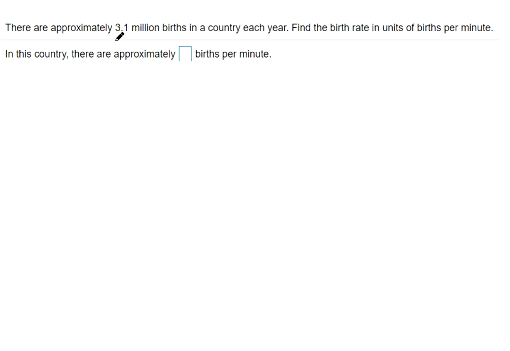There are approximately 3.1 million births in a country each year. So when things are given to us in units, like in terms of meters per second, meters is a distance, second is a rate of time. Whenever we have these types of things, like in this case, births per year, we can write it as a fraction. And I know a lot of us don't like fractions, but it could help.